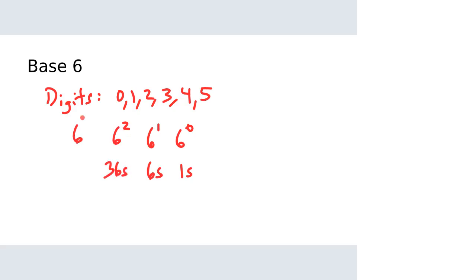And then if we keep going, we'd have 6 to the third, which is 216s. So if we're working in base 6, we don't have ones, tens, and hundreds. Instead, what we'll have is ones, sixes, 36s, and then 216s. We could have 6 to the fourth if we kept going, but this is probably far enough.